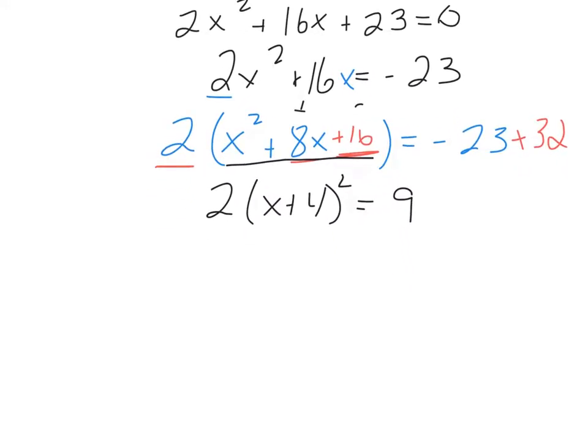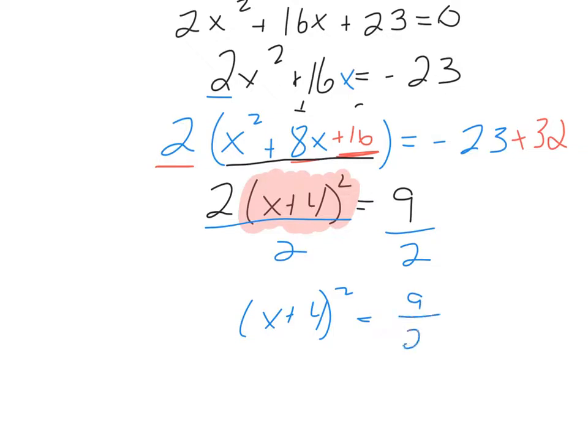When I complete the square, this is what I'm looking for. I'm looking for some quantity here squared. That allows me to solve by taking square roots. So in order to do that, first I want to divide both sides by 2. So I'll be left with the quantity x plus 4 squared equals 9 over 2. Now I'm going to take the square root of both sides.